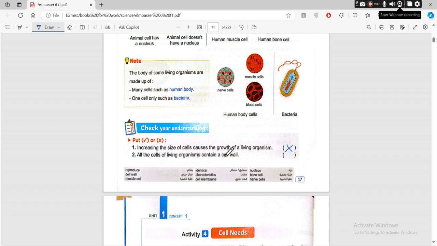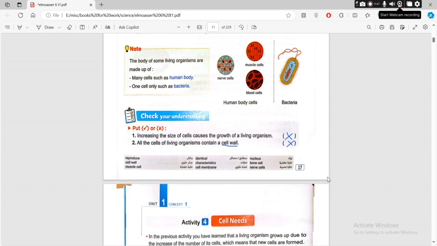All the cells of living organisms contain a cell wall. Again, that's false, because cell walls exist only in plant cells, but all cells have a cell membrane. Good.